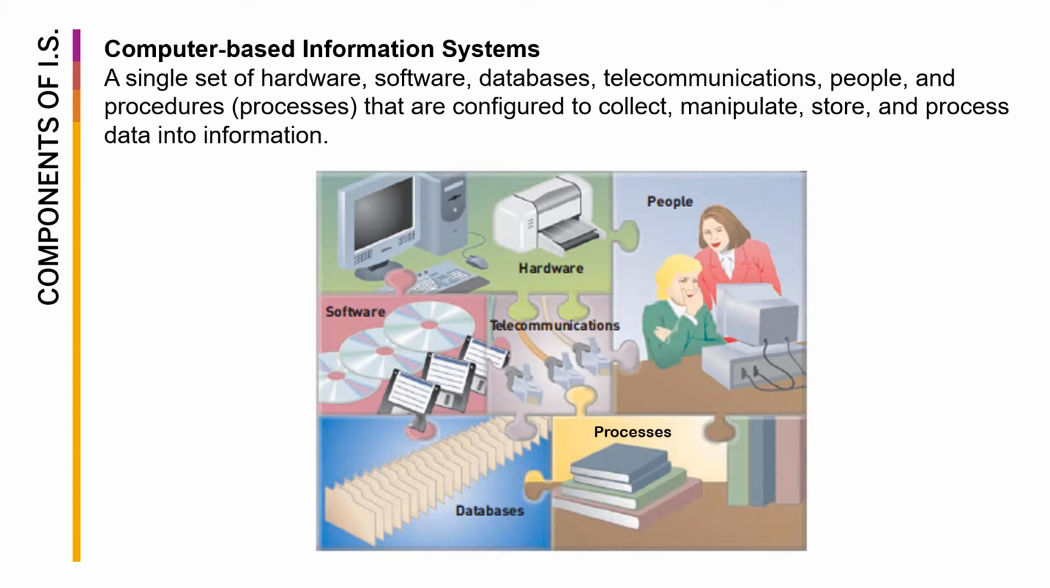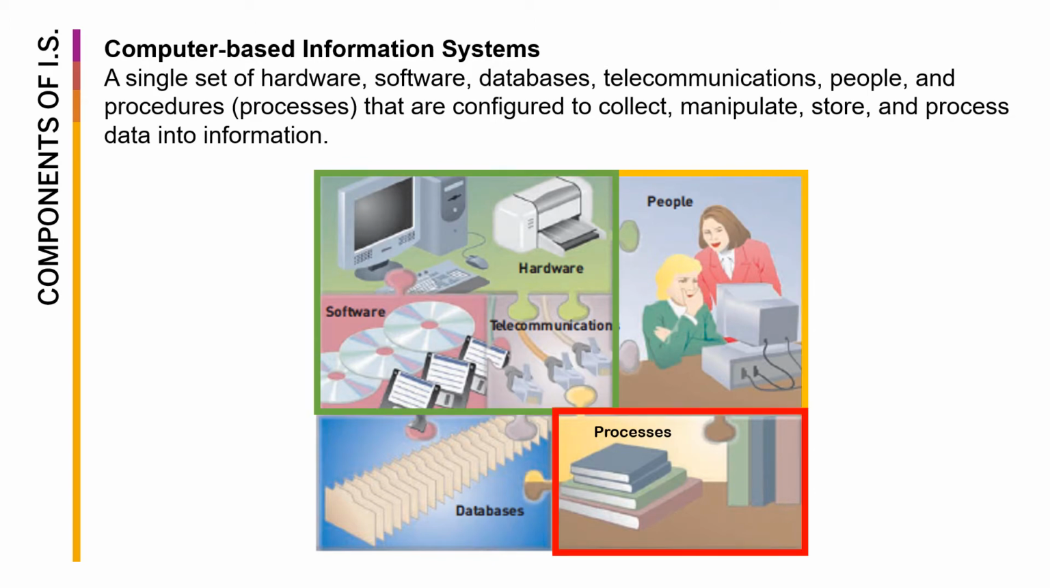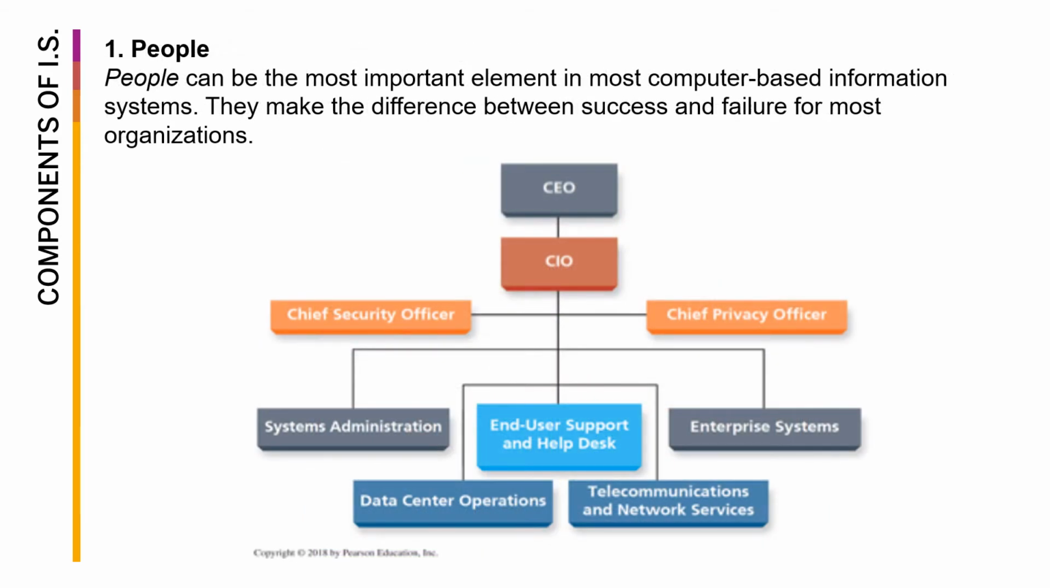Computer-based information systems are a set of hardware, software, databases, telecommunications, people, and processes that are configured to execute the information system's operations. To discuss these components briefly, we will divide this into 4 categories: the people, the technology, the processes, and data. Let's start with the people.